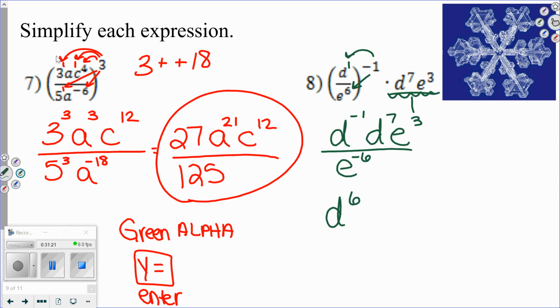And then the E's, what do I do with their exponents? Subtract. So 3 minus negative 6 is 9. By default, when you do top minus bottom, they go to the top. Do I need to move anything else? Is there anything else to simplify? Nope, I am done.